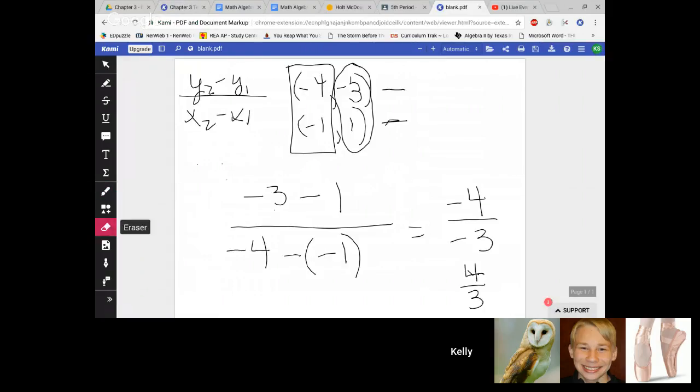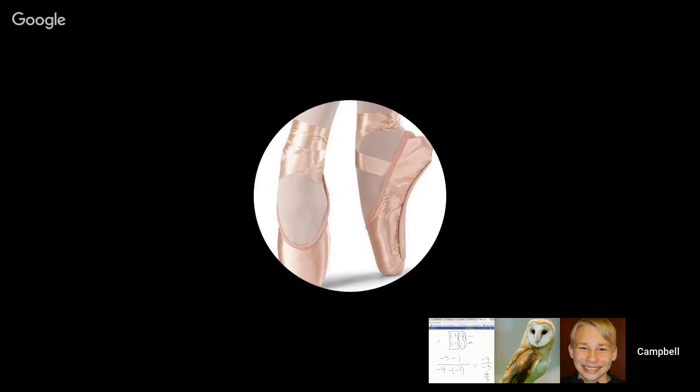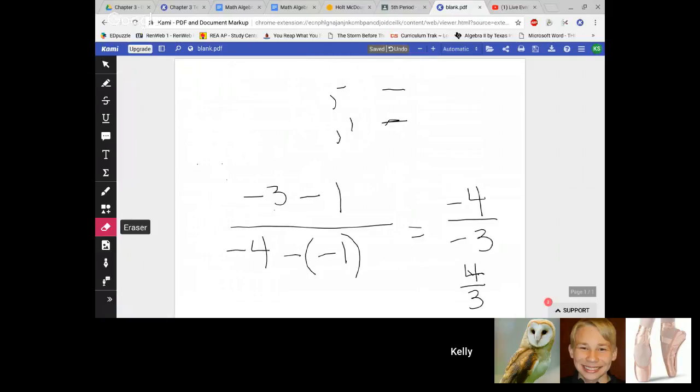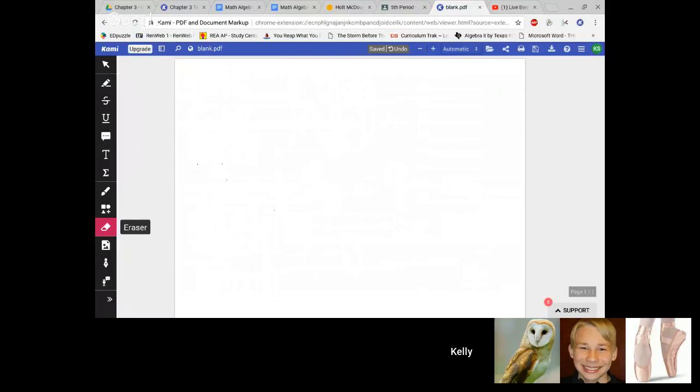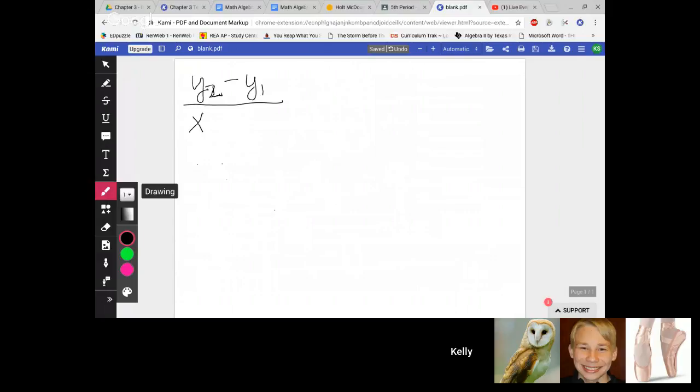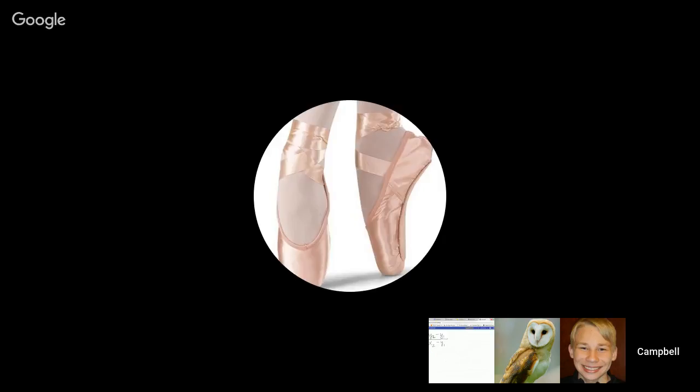I probably didn't really need to erase the formula, but I did. I'll go ahead and rewrite my formula: y sub 2 minus y sub 1. The little sub numbers are just to make sure. Oops, I messed that up. I don't think you can do the same y twice. Yes, I know, I messed that all up.